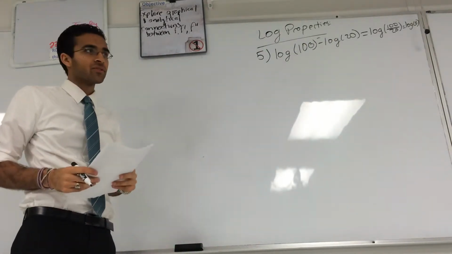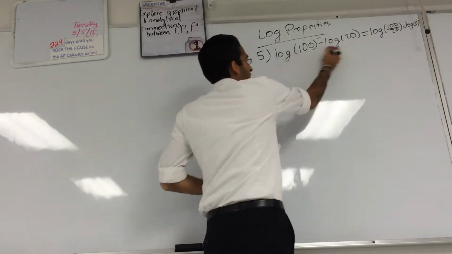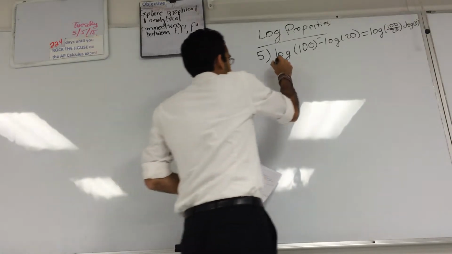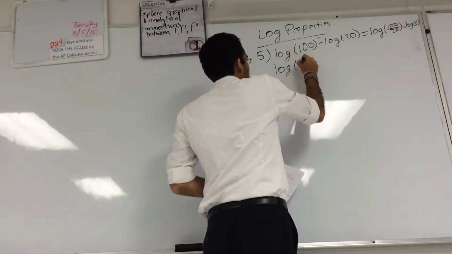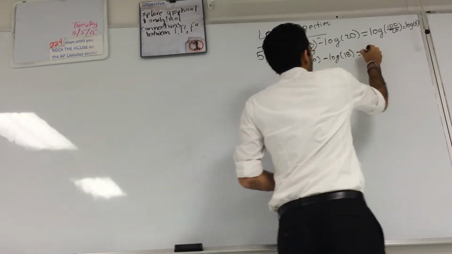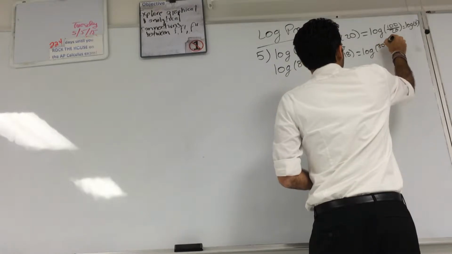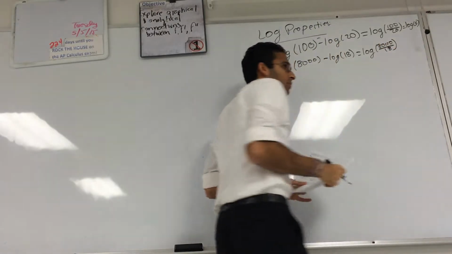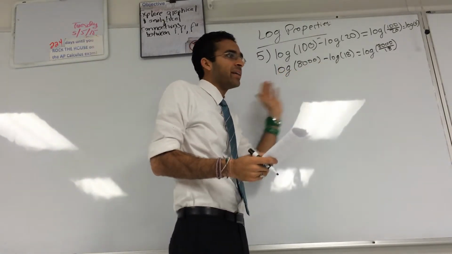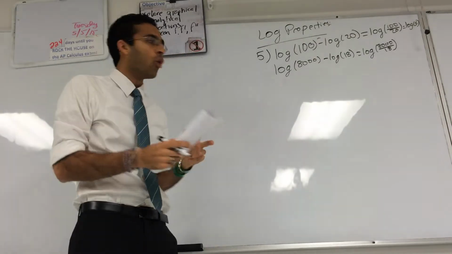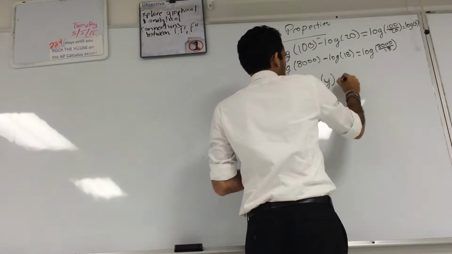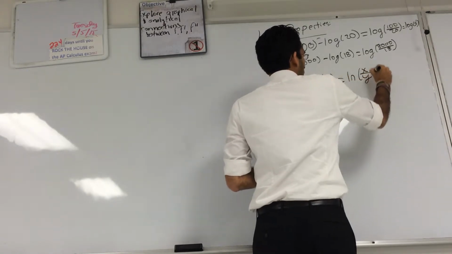I want to be very clear: the bases must be the same for all these rules to apply. Let me do another example. Log of 8,000 minus log of 18 equals log of 8,000 over 18. The bases need to be the same. They don't have to be 10. The bases could be 8 or 20, or it could be natural log of x minus natural log of y equals natural log of x over y.